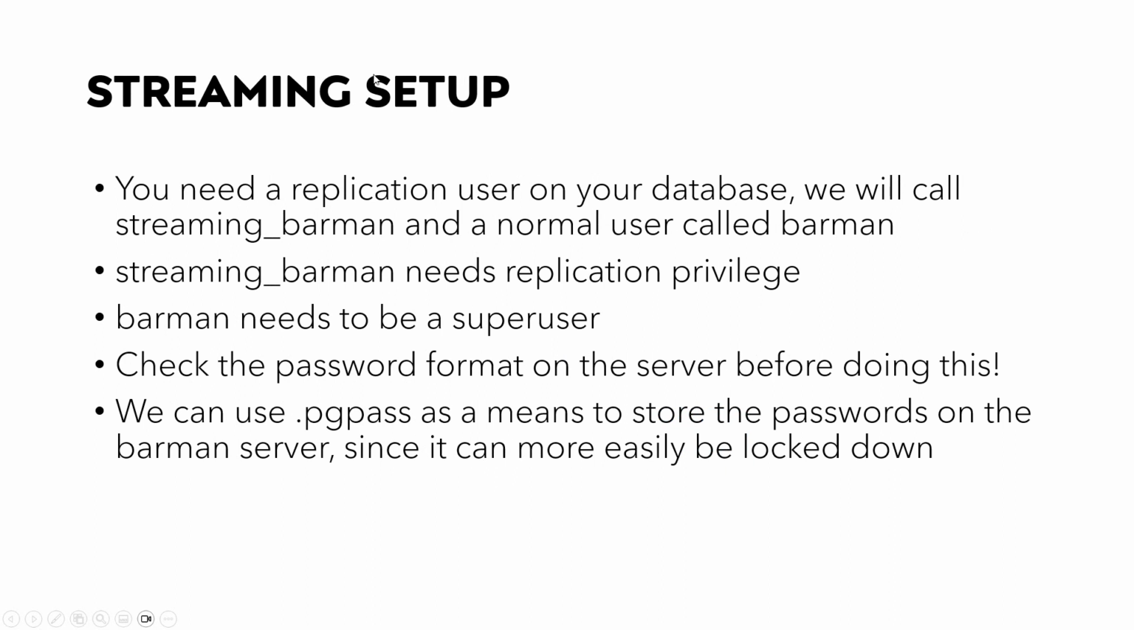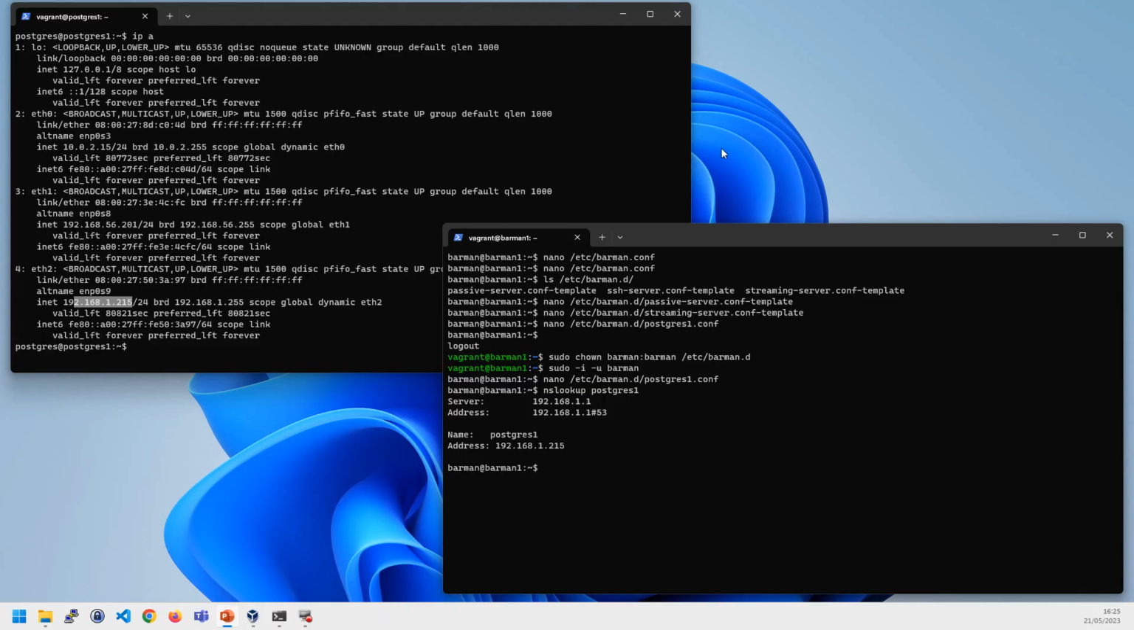So this is going to be some streaming setup. What we talk about here is a replication user on your database, we'll call it streaming_barman, and then a normal user called barman. Streaming needs replication. Barman needs to be a superuser. Now we need to check the password format on the server before doing this. We'll need that for the pg_hba.conf thing we'll see in a minute. And then we're going to use pgpass, which we'll show you in a second, to store it on the Barman server, because then we don't have to have it inside the normal configuration.